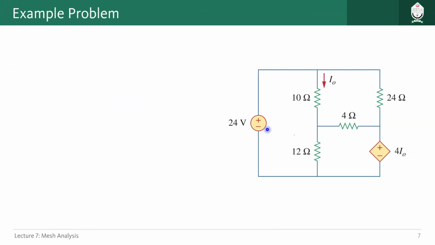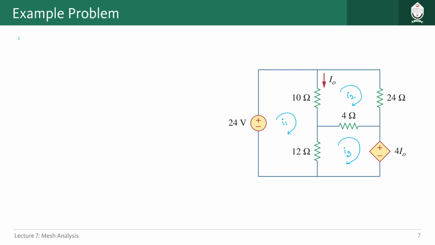Now let us look at another problem. It is a bit more difficult than the previous one because we have a dependent source here. Now to solve this one, again, the first step is to define the mesh currents and their directions. Let us do that first. So for this one, let us take I1. Maybe this one is I2 in the clockwise direction, and this one I3, again the same clockwise direction. Now we have to apply KVL for each of the meshes, and we will get three equations for these three unknowns. So let us try to do that.